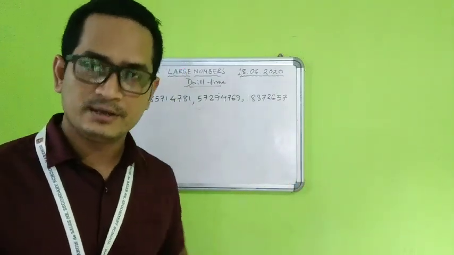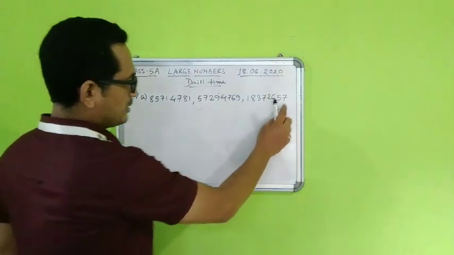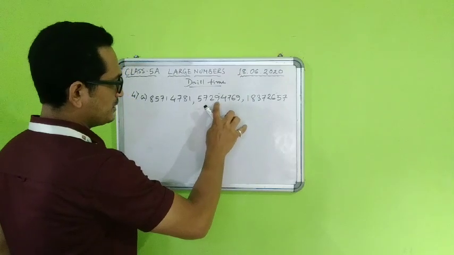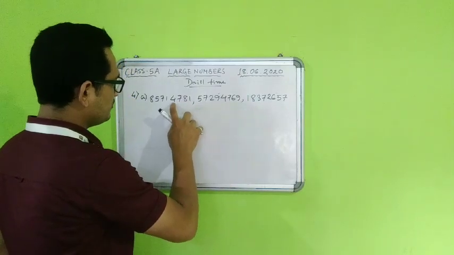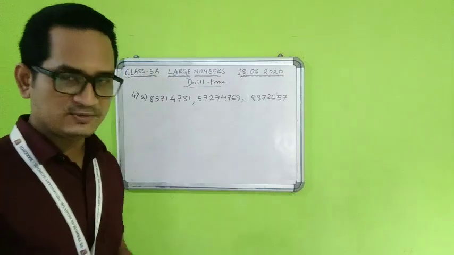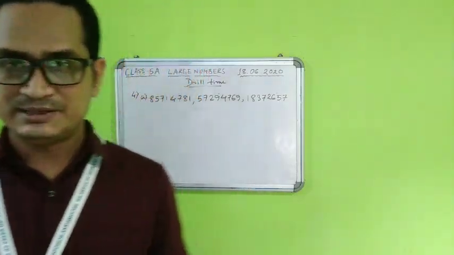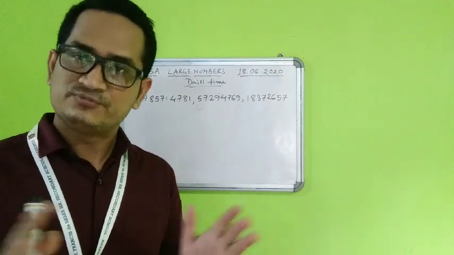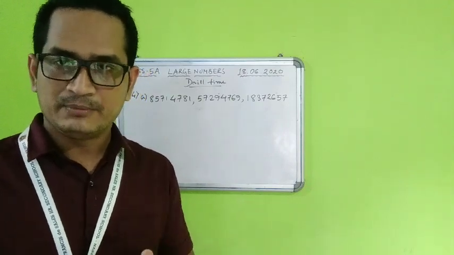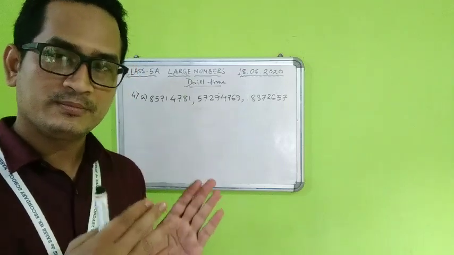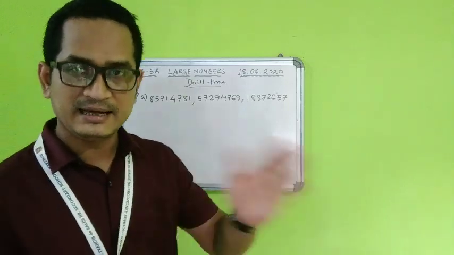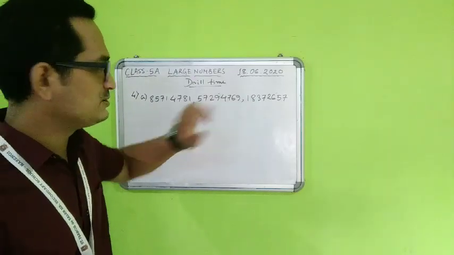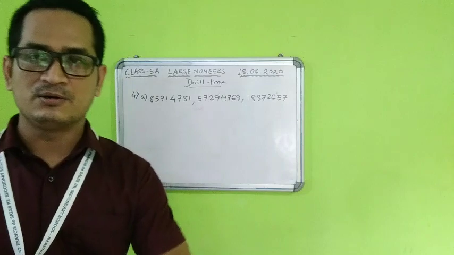Let us count first. 1 2 3 4 5 6 7 8. 1 2 3 4 5 6 7 8. 1 2 3 4 5 6 7 8. So students, we got a clear picture here. That means all these numbers have the same number of digits, 8. So of course we cannot decide directly by looking at the number of digits. So let us compare from the left-hand side, that is the highest place, the crore. So here it is 8, here it is 5, here it is 1. So we got the answer already.